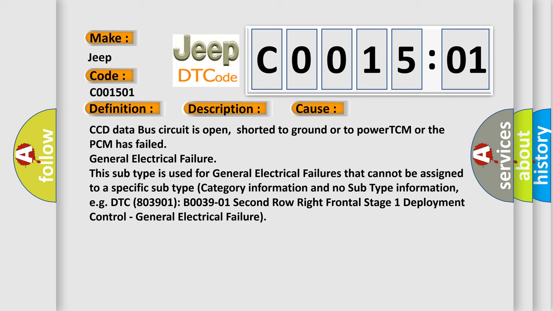General electrical failure. This subtype is used for general electrical failures that cannot be assigned to a specific subtype category and have no subtype information, e.g. DTC B00390-1 second row right frontal stage 1 deployment control, general electrical failure.